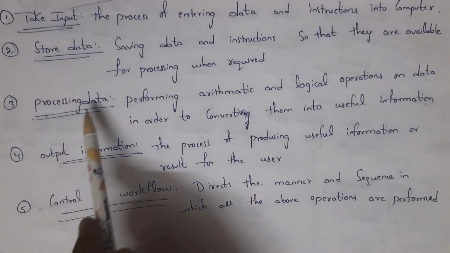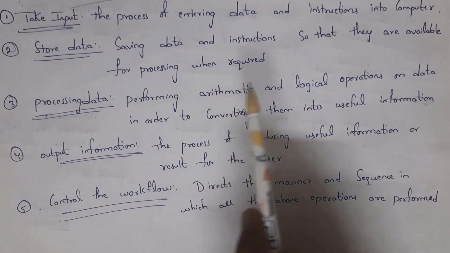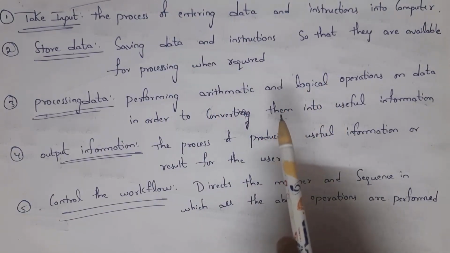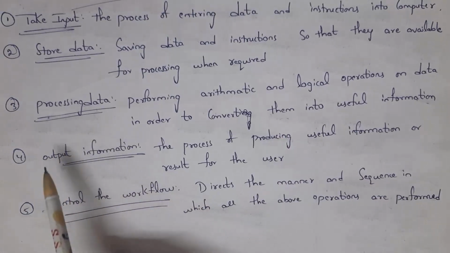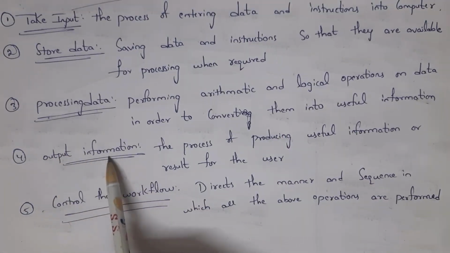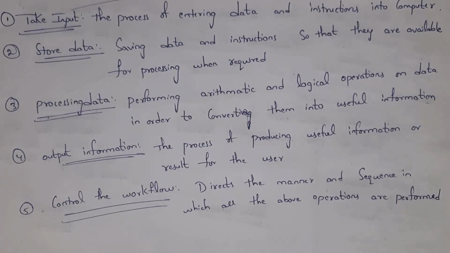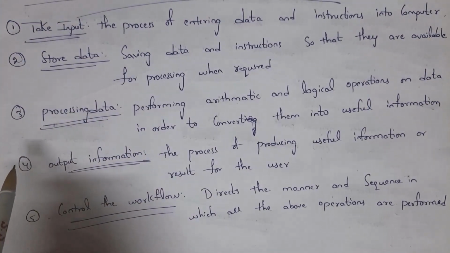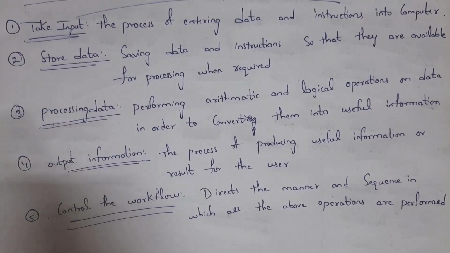Third one is processing data. Performing arithmetic and logical operations on data in order to convert this data into useful information is known as processing data. And fourth one is output information. It is the process of producing useful information or result to the user, and we can see this output by using output devices like monitor. Fifth one is control the workflow. All the above 4 operations must be done in sequence and it is handled by computer.